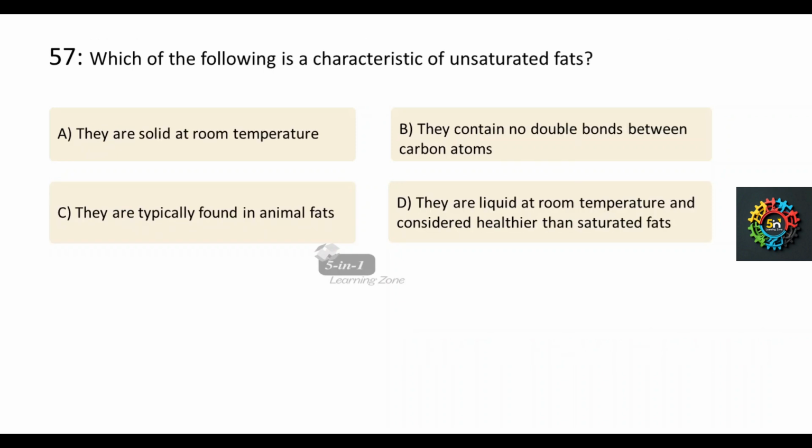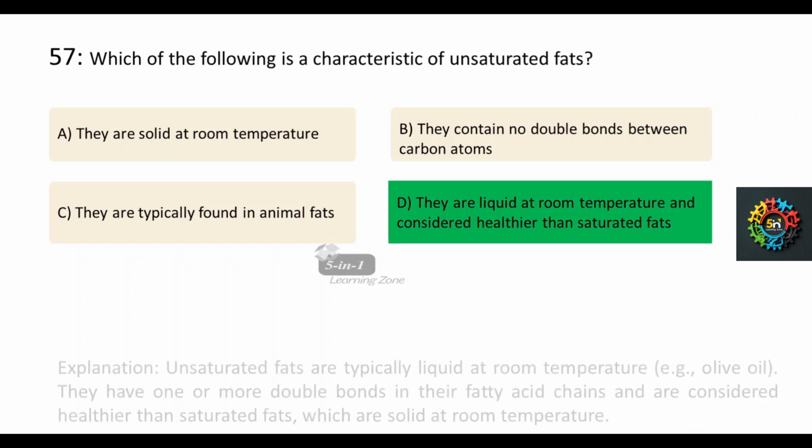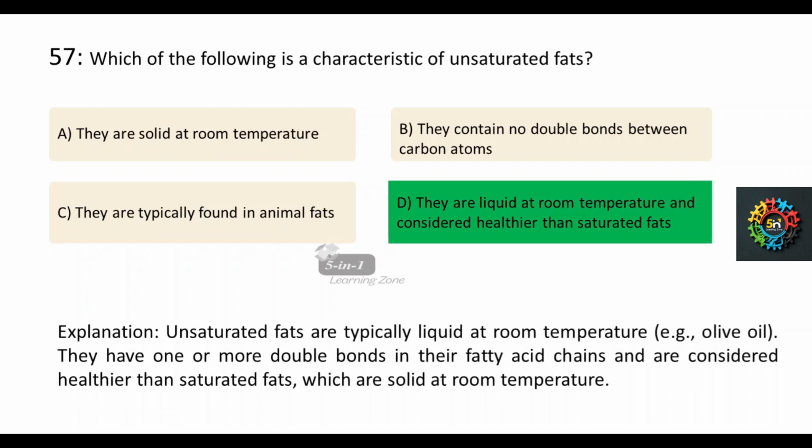57. Which of the following is a characteristic of unsaturated fats? Answer: D. They are liquid at room temperature and considered healthier than saturated fats. Explanation: unsaturated fats are typically liquid at room temperature. Example: olive oil. They have one or more double bonds in their fatty acid chains and are considered healthier than saturated fats, which are solid at room temperature.